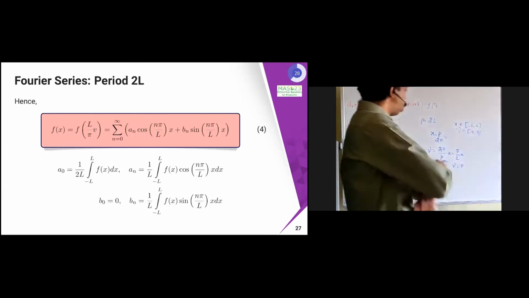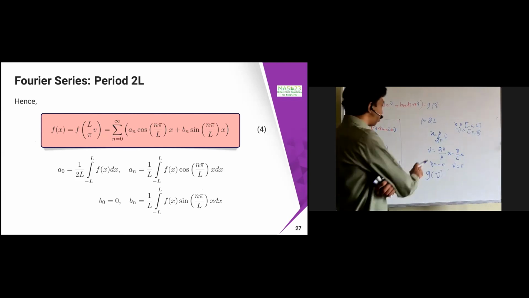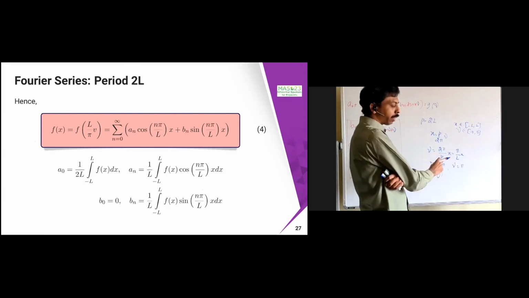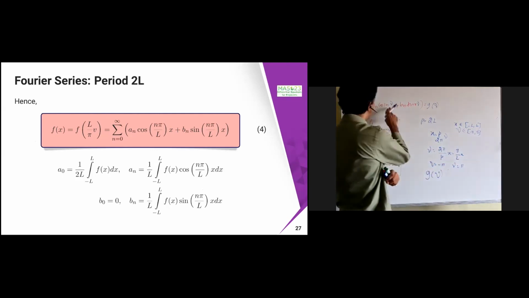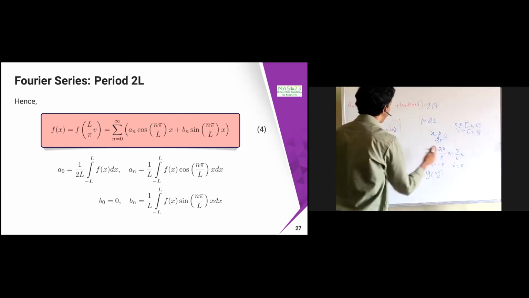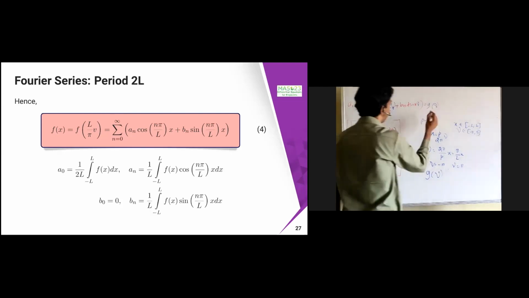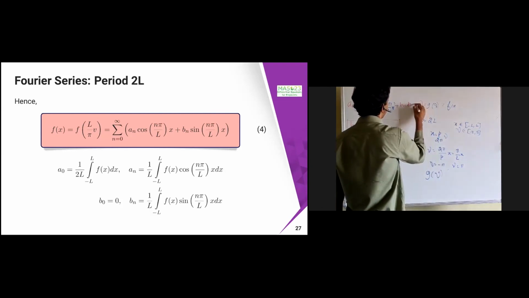Okay, so wherever I have nu, you replace it by n pi by L x. You can just replace that wherever nv is there with this one. So this is going to become n pi by L into x, and I'm going to transform it once again to f of x. So n pi by L into x is going to come.